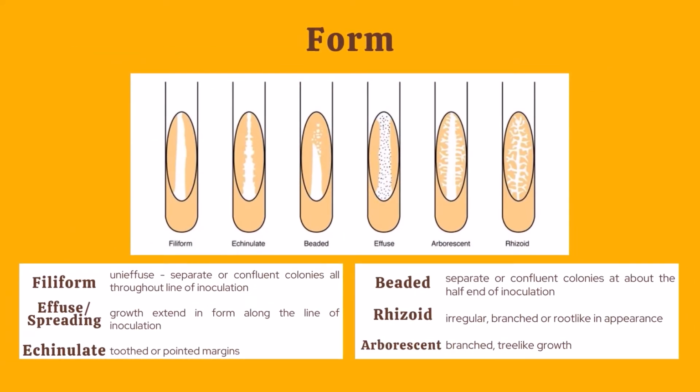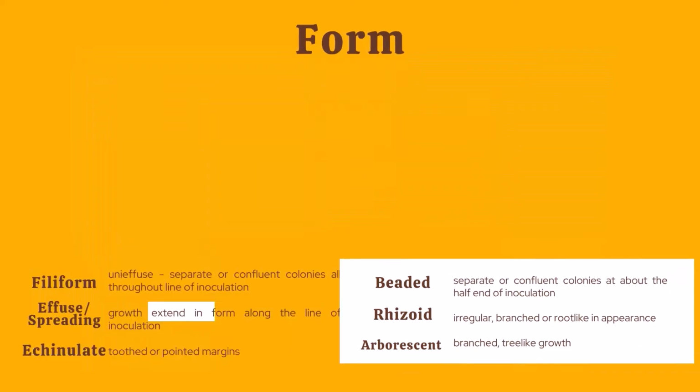Form: filiform, uniform, separate or confluent colonies all throughout the line of inoculation. Effuse, growth extends in form along the line of inoculation. Acuminate, tooth or pointed margins. Beaded, separate or confluent colonies along the line of inoculation. Rhizoid, irregular, branched or root-like in appearance. Arborescent, branched, tree-like growth.